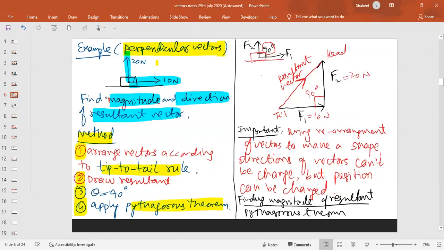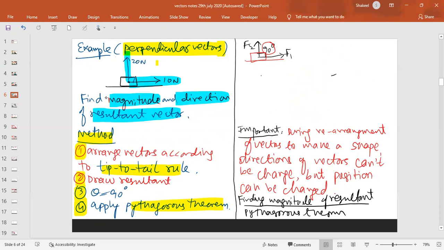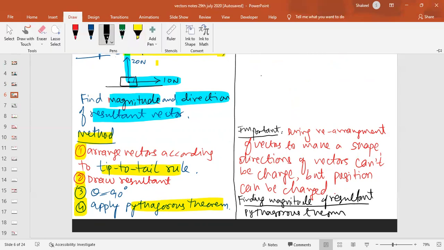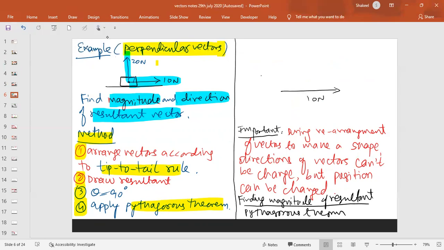So if we can make this diagram again. First of all, you have to draw the first vector. So I'm drawing the first vector, which is 10 Newton.